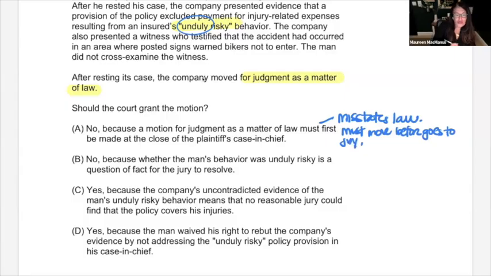B, no, because whether the man's behavior was unduly risky is a question of fact for the jury to resolve. That looks pretty good. And that focuses on the exact issue at hand here. So let's strike A, keep B.